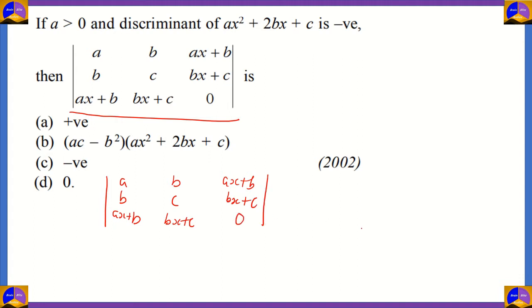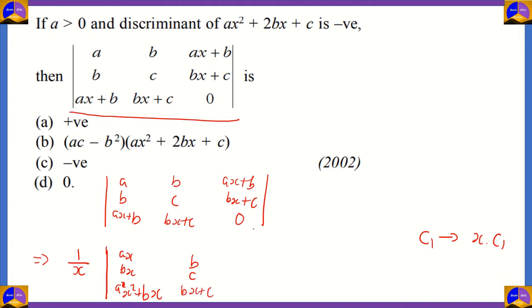Now, what we're going to do is we're going to convert the column c1 to x times c1, basically multiplying a column with x. And when you do that, you have to divide by x outside the determinant. So you have 1 by x times, the first column will be ax, bx, and ax squared plus bx. Then you have b, c, bx plus c. Then you have ax plus b, bx plus c, and 0. So this is our current step.